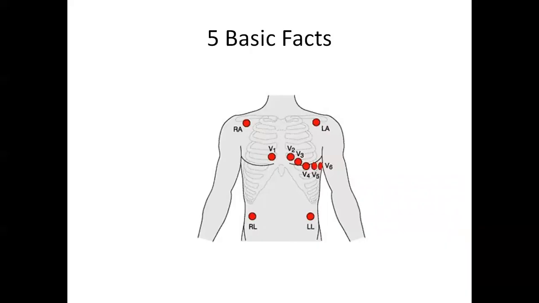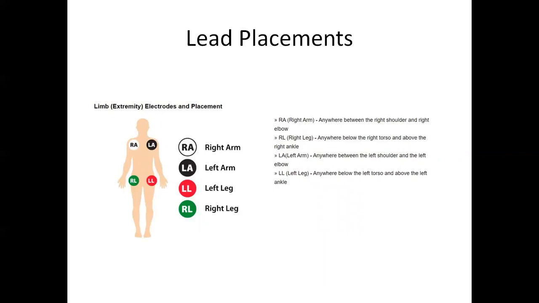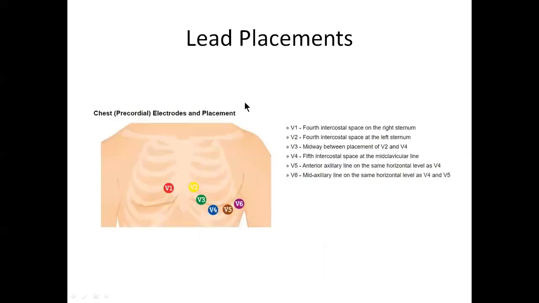Before we start learning to read an ECG, there are some basic facts you need to know. The first one is lead placement. We have 4 limb leads, that is right arm, left arm, right leg, left leg. Next, we have 6 chest or precordial leads, which are named V1 to V6. Positioning them at the correct place is critical for a proper reading of an ECG.